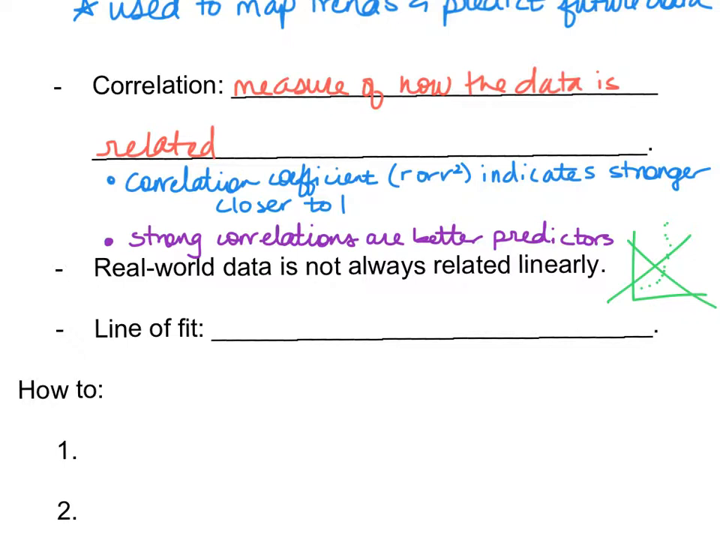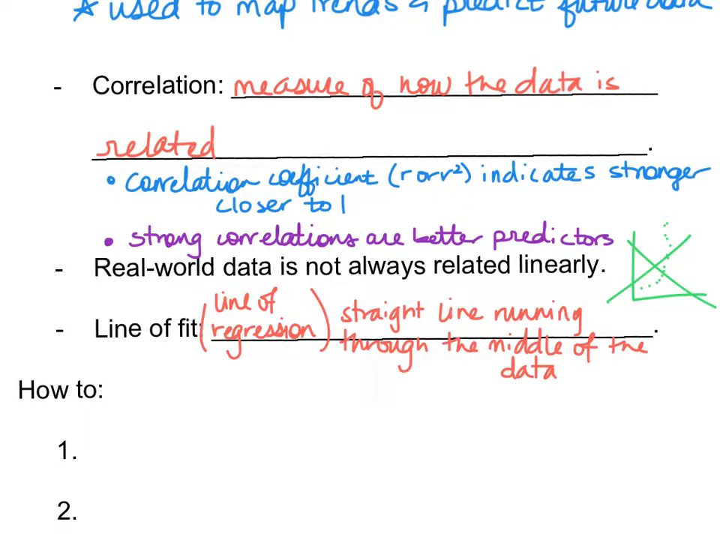All right, and then our last blank here, a line of fit. It's also sometimes called a line of regression. You're going to see that word a lot. That's the fancy math word for saying line of fit. So you're going to see regression a lot. And what that does is it's a straight line that runs through the middle of the data, so to speak. All right, and I'll talk more about how you pick that and what that looks like in a minute when we look at some examples.